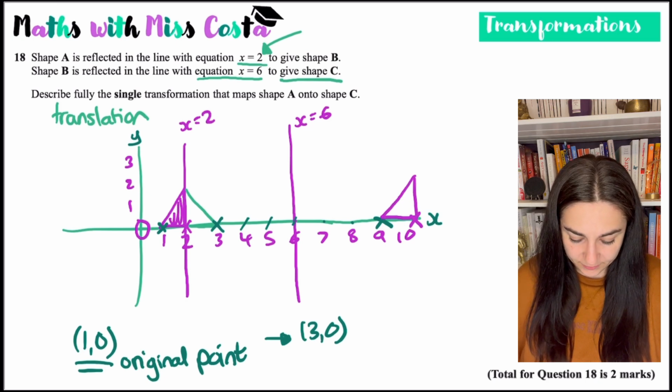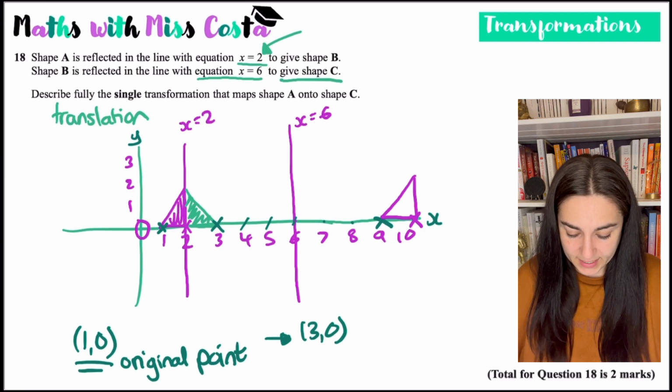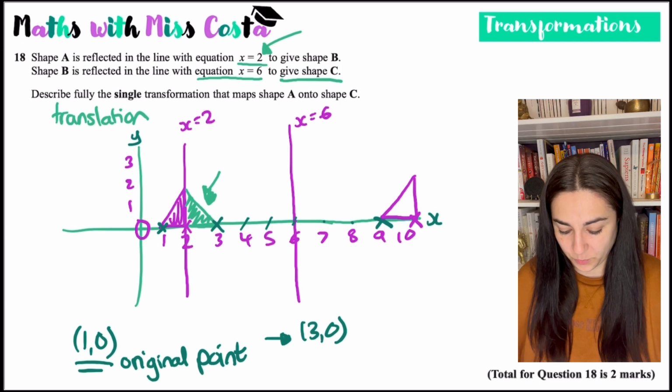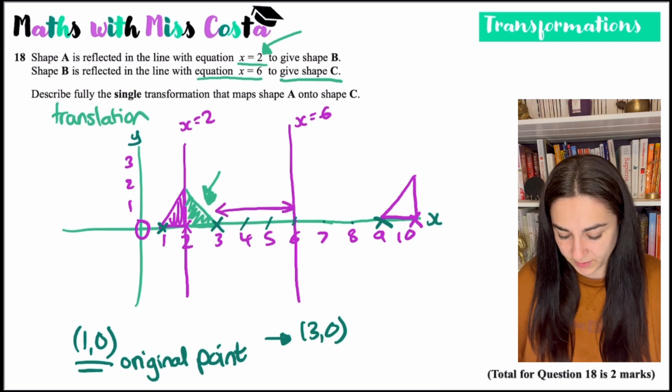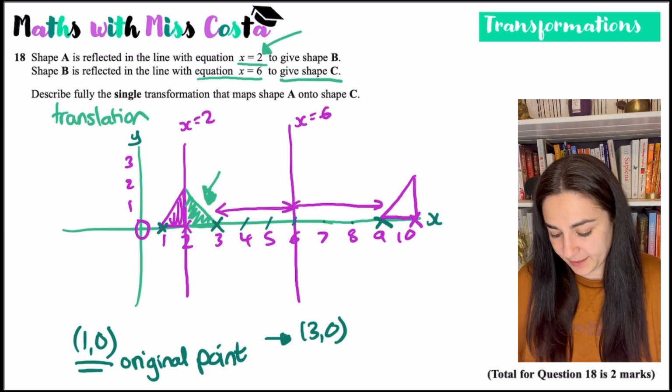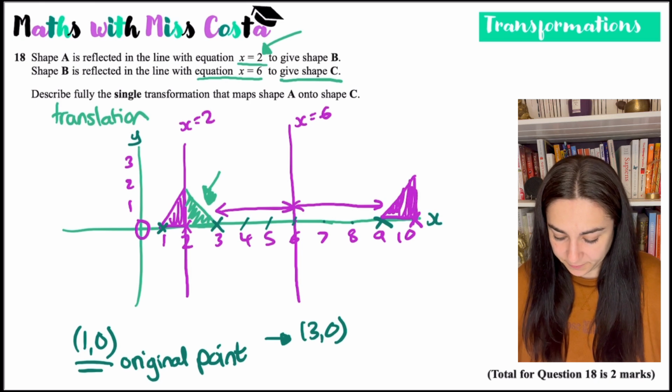Okay, so this is the original shape. Then it was reflected in the line x equals 2. And then this shape is reflected in the line x equals 6. So whatever the distance is between each coordinate to the line, that's going to be the same this way too. So this is the final shape.